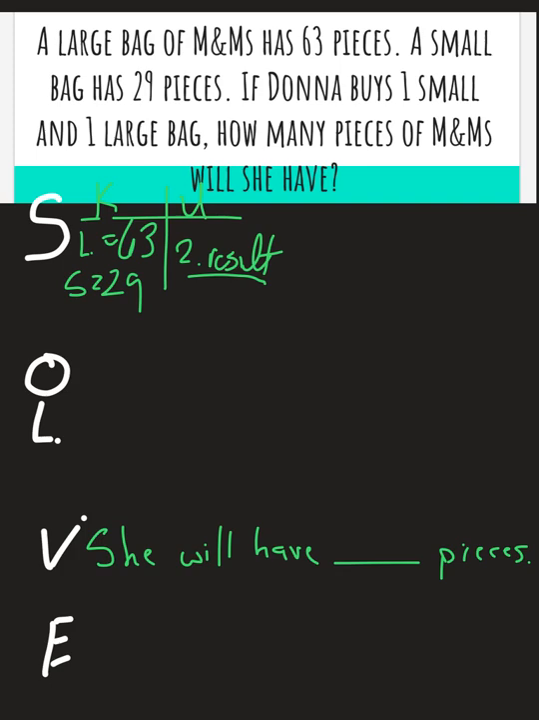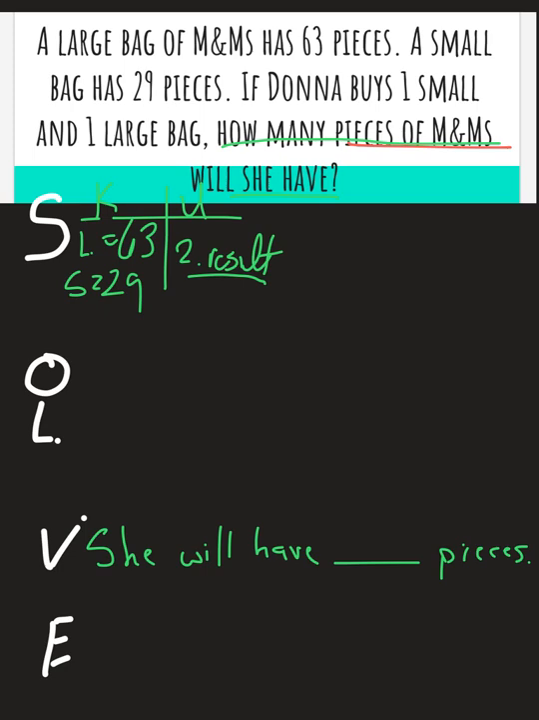Okay, so then we look at our question. How many pieces of M&Ms will she have? Well, she will have unknown pieces. We turn that question into a statement so we can focus on what we're looking for. We're looking for pieces of M&Ms. We're not looking for how many bags. We're not looking for how many small bags, how many large bags. They already told us that, right? We want to know how many pieces.